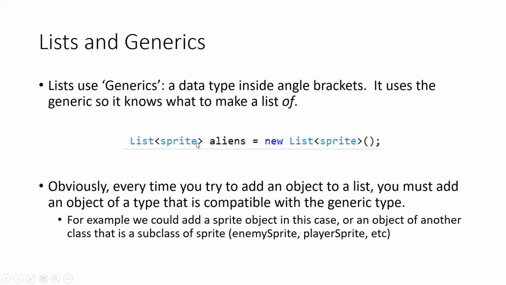But if we made a subclass, so we made a boss alien, which is a type of sprite, and you made a top alien, which is a type of sprite, and a bottom row alien, which is a type of sprite, they're all types of sprite. So you could add new objects of those classes into the same list and it would still work. But that's a bit more advanced, that's probably for another day.